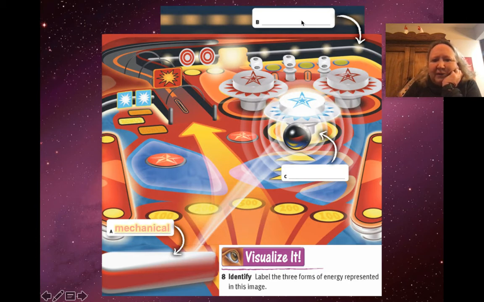Down here would be mechanical. That would be a little bit of both. Up here would be the lights, so we would have electromagnetic. And when the pinball is hitting these things, it makes a loud ding, ding, ding, so that would be sound. Good.